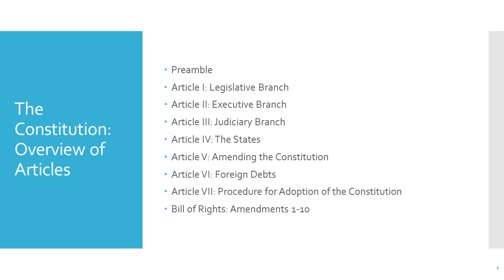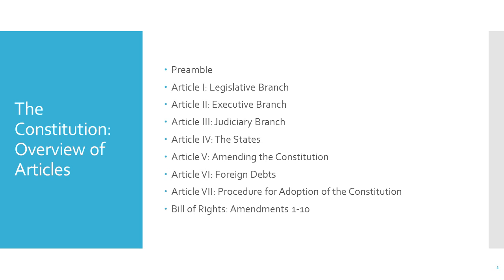So let's talk about how that gets done. The Constitution can be amended in two different ways. The first way is that an amendment can be passed by 2/3 of both houses of Congress plus ratification by 3/4 of the states. So that's one way that can happen.